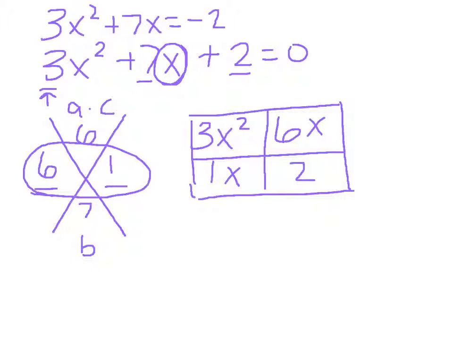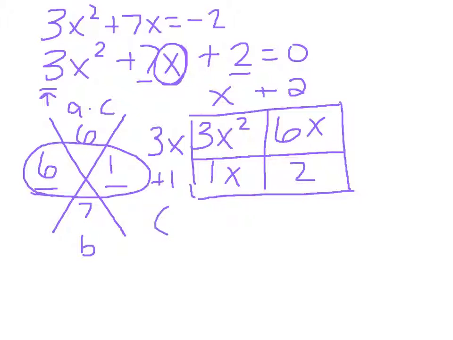The next thing I'm going to do is factor out the GCF of the top row. So when I look at 3x squared and 6x, they're both divisible by 3, and they both have an x in common. That's going to allow me to figure out that the top needs to be x, and then plus 2, because 2 times 3x is 6x. On the bottom, the only thing they have in common is 1, so I'm going to put plus 1. And then I'm just going to verify x times 1 is 1x, 2 times 1 is 2. It looks like the whole box works out.